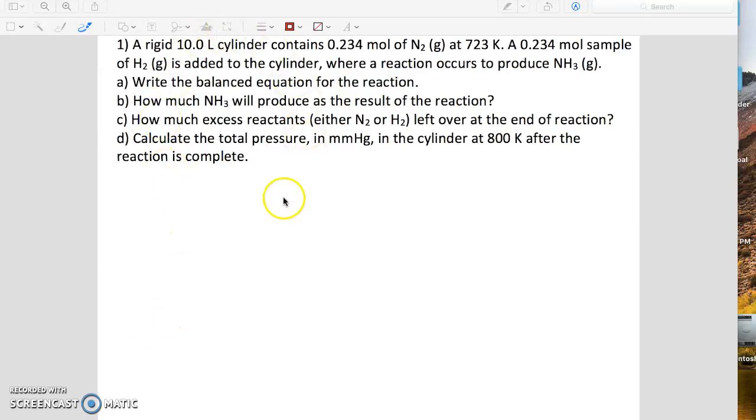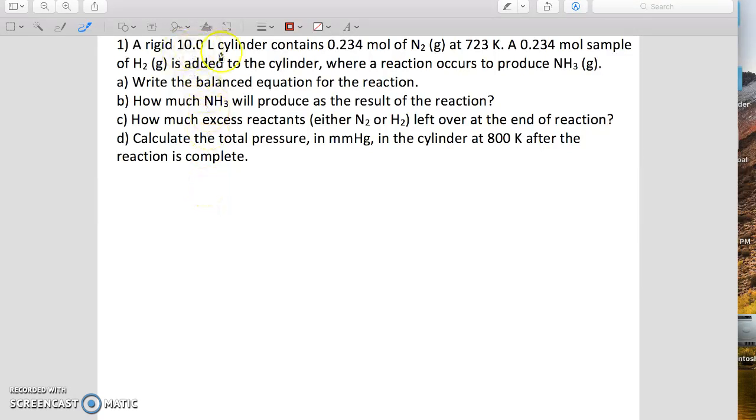Okay, so in this lesson, we're going to combine what we learned previously about stoichiometry, chemical reaction equations, and the gas law. So let's take a look. When given these questions, make sure that you understand exactly what they are giving.